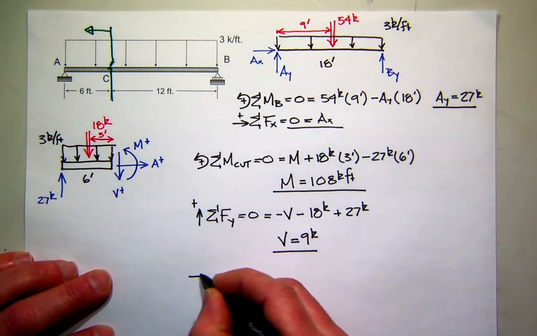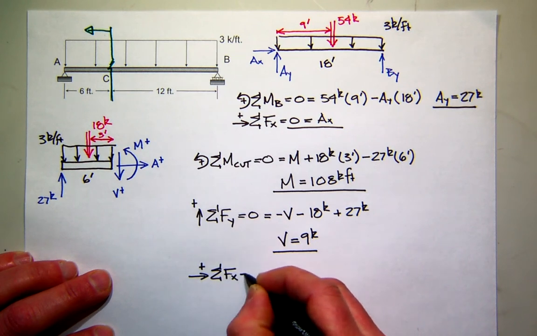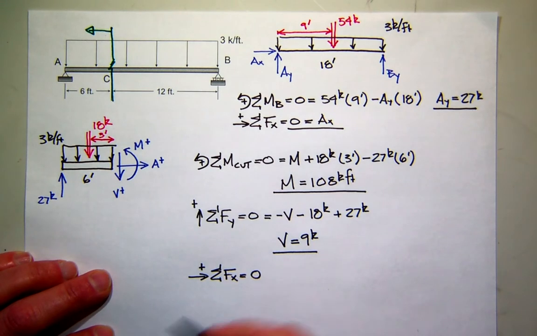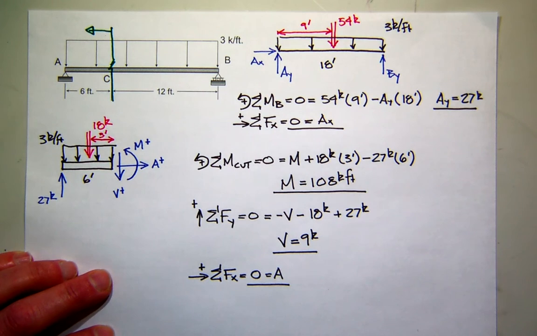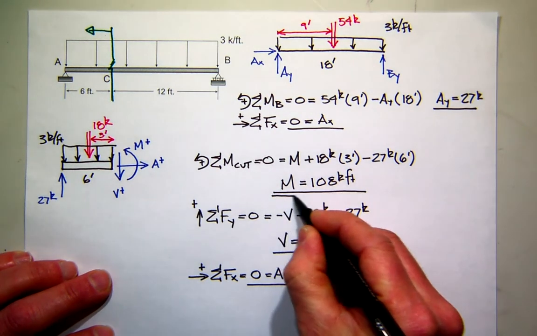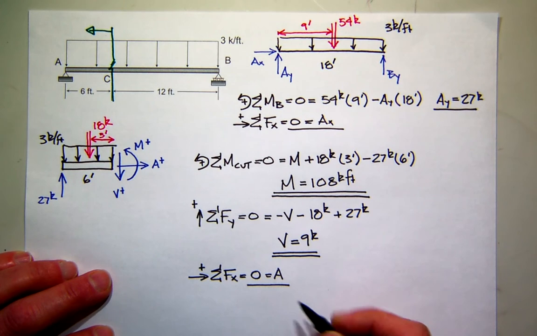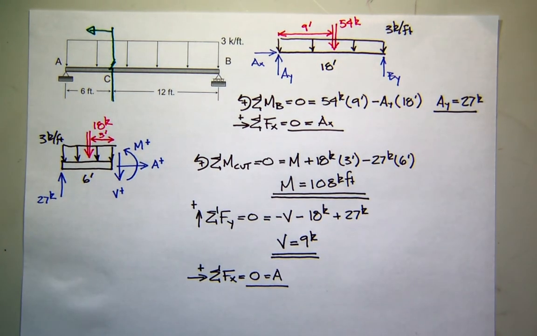And then last but not least, we'll sum forces in the x direction, and all I have is my axial force, so it must be 0. So there's my moment, 108 positive, my shear force, positive 9, and no axial force. Any questions about that? See, I knew you guys knew this stuff already. All right.